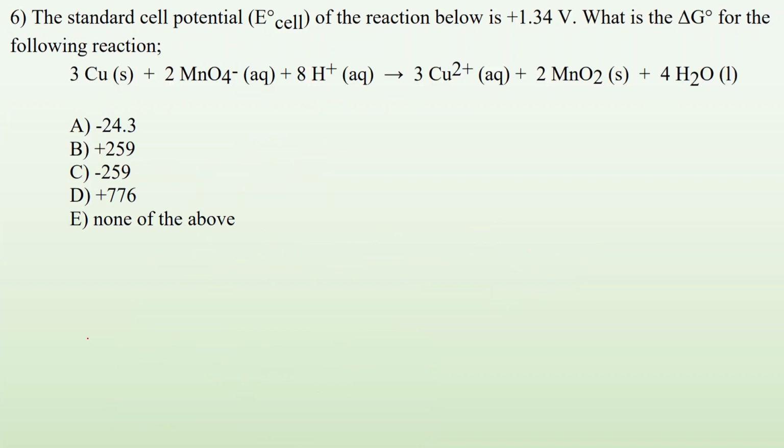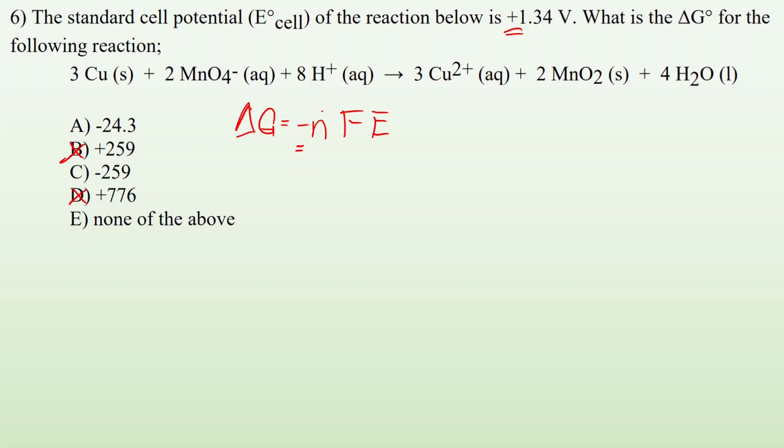There you go. Number 6, the standard cell potential of the reaction below is positive 1.34 volts. What is the delta G naught for the reaction? Oh, I've got a multiple choice one. Okay. Well, we know it's delta G equals negative nFE. And let's think about this. I know that since I have a positive voltage and a negative there, my delta G should be negative. So I can eliminate two of these right off the bat.